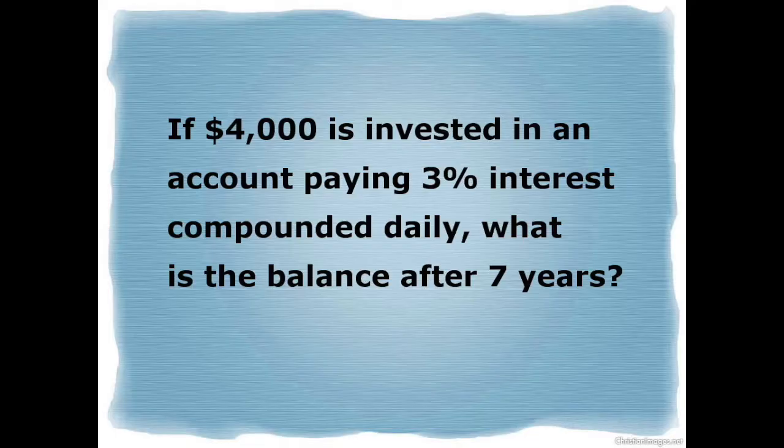Now let's try the same problem, and instead of compounding it 12 times a year, we're going to compound it every day. If $4,000 is invested in an account paying 3% interest compounded daily, again, it's given us numbers like quarterly, weekly, monthly, daily, and you have to turn that daily into a number. What is daily? How many times a year is daily? It's 365. I don't think we did weekly, but weekly would be 52. Anyway, be careful of that. It's not always going to tell you the number of times per year that they are going to compound it. Compounded daily means 365 times per year. What is the balance after 7 years?